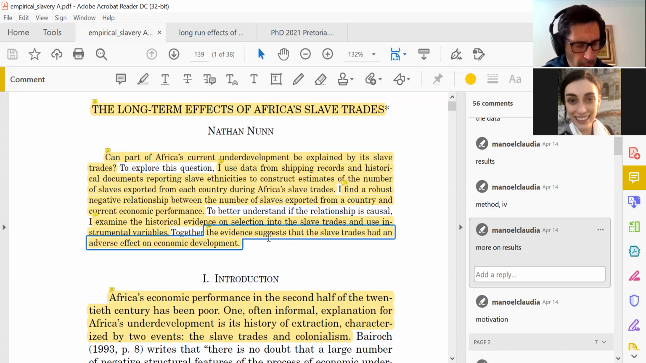Very clean abstract with all the information. Very clean title, which already gives you the research question, and a very clean abstract, which gives you everything that you need to know of a paper: the research question, the data, the method, and the results. Everything is there. Okay.